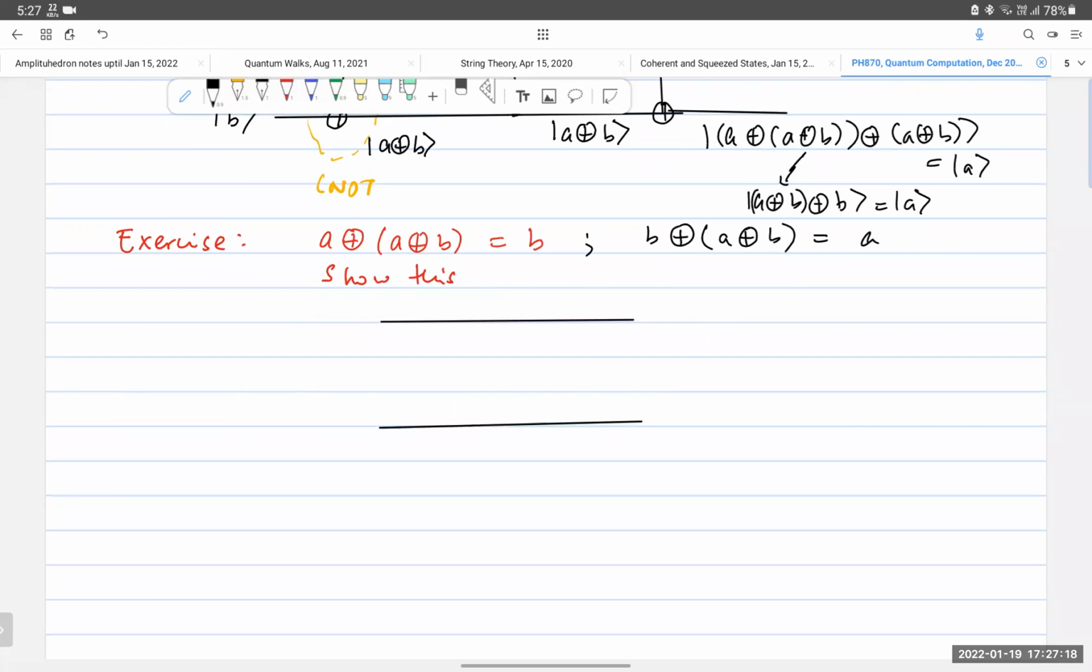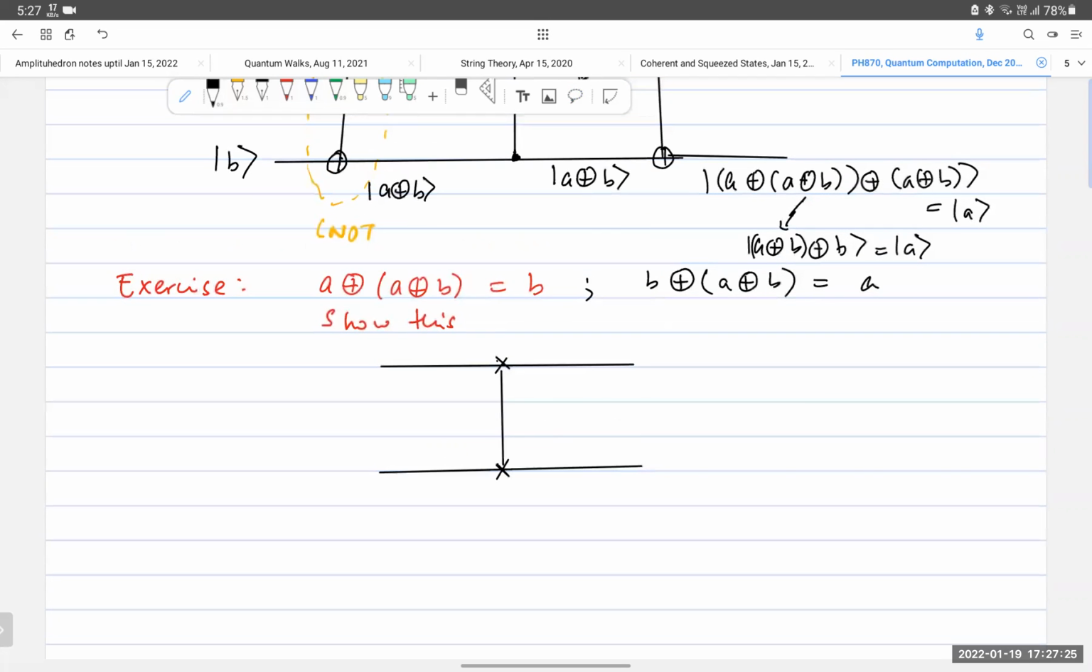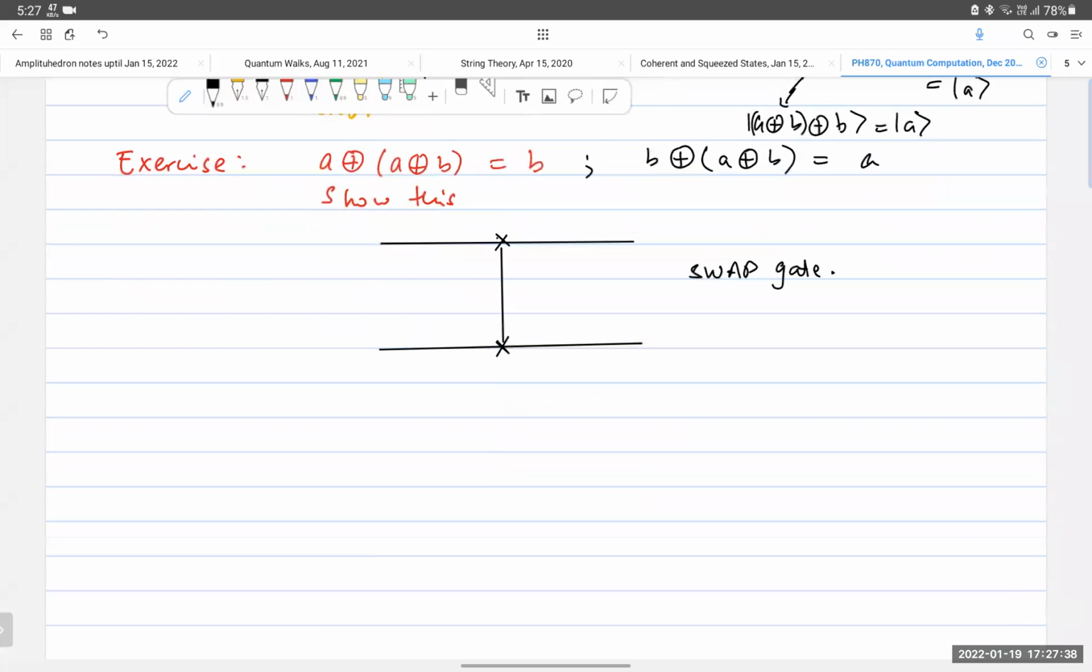So this circuit can be written as follows. It's represented in short by this diagram. And so this is the swap gate. Okay, so it's a product of 3 CNOT gates.